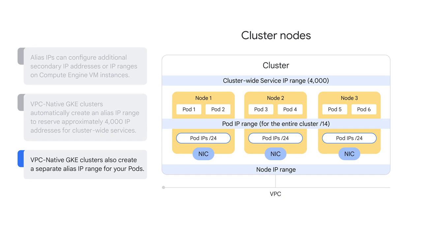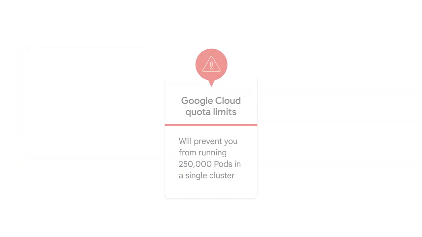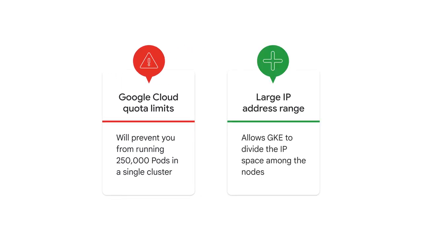VPC native GKE clusters also create a separate alias IP range for your pods. You'll recall that each pod must have a unique address, so this address space will be large. By default, the address range uses a /14 block, which contains over 250,000 IP addresses. Google Cloud quota limits will prevent you from running 250,000 pods in a single cluster. But the large IP address range allows GKE to divide the IP space among the nodes.